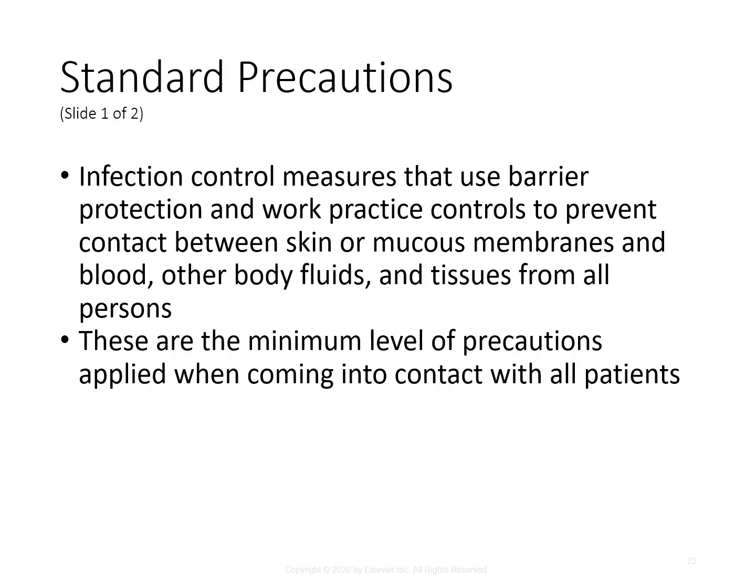Standard precautions. These precautions were published by the CDC in 1996. They are infection control measures that use barrier protection and work practice controls to prevent contact between skin or mucous membranes and blood or other bodily fluids and tissues from all persons. These are the minimum level of precautions applied when coming into contact with patients.